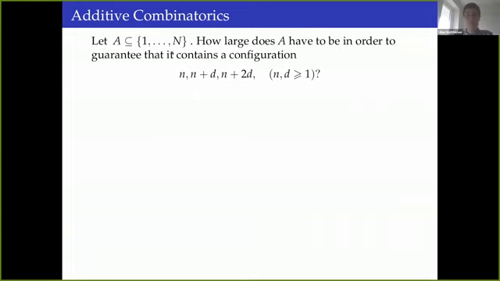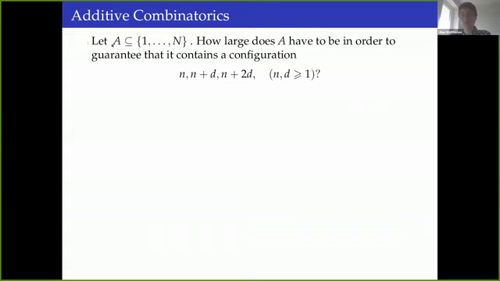We let capital N denote a parameter that runs over the natural numbers. Now let's consider a set A that sits inside the first N natural numbers. How large does the set have to be in order to guarantee that it contains a non-trivial arithmetic progression? How large does the set have to be in order to guarantee that it contains a configuration of the shape n, n plus d, n plus 2d, where we insist that d is a positive integer in order to make this configuration non-trivial?